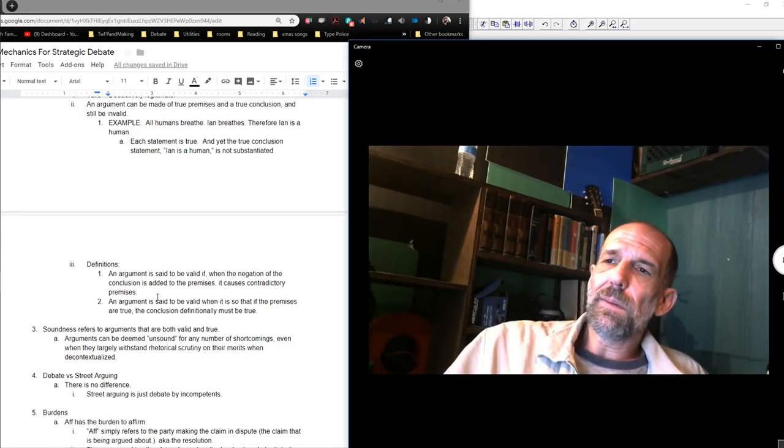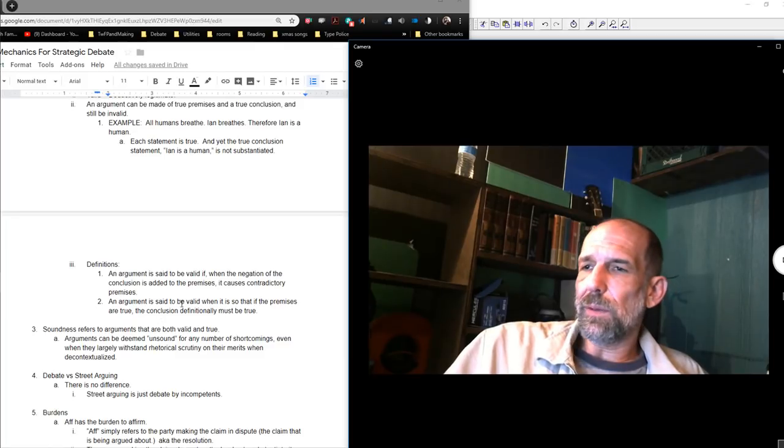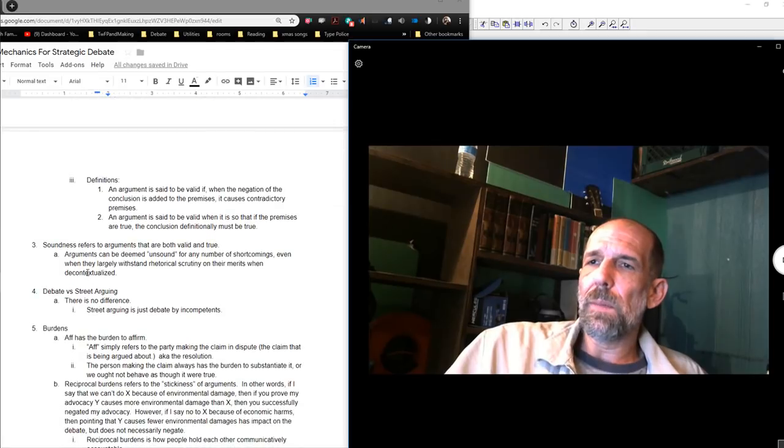Another definition is an argument is said to be valid when it is so that if the premises are true, the conclusion definitionally must be true. This is sort of the traditional definition. This is an operational definition, so it's preferable. Soundness refers to arguments that are both valid and true.